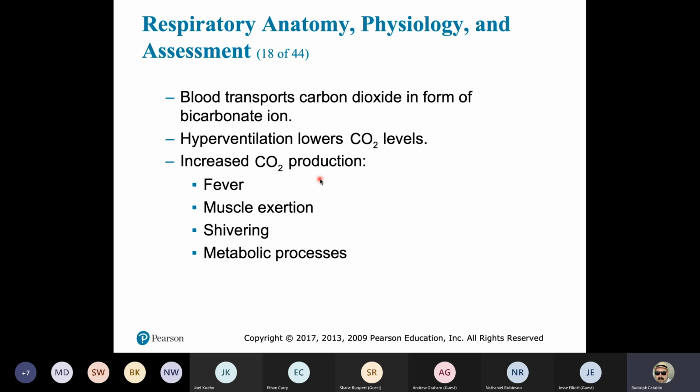Hyperventilation lowers CO2 levels. The normal CO2 level within our body is 35 to 45. If we put somebody on end tidal, we expect to see a number of 35 to 45. That is normal carbon dioxide levels within the body. Now, if somebody breathes too fast, the carbon dioxide lowers, right? Because we're blowing all of it off. What if somebody's unresponsive? What happens to that number?